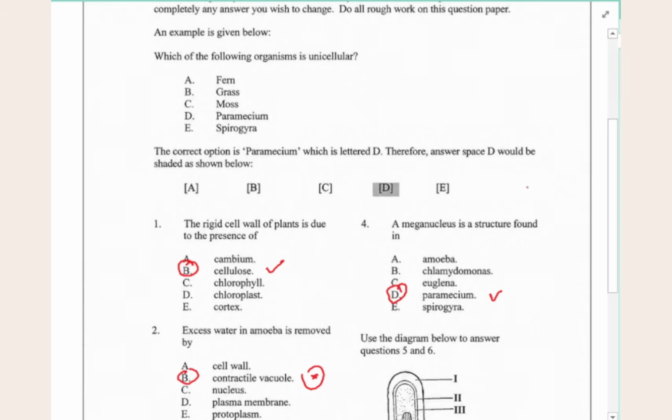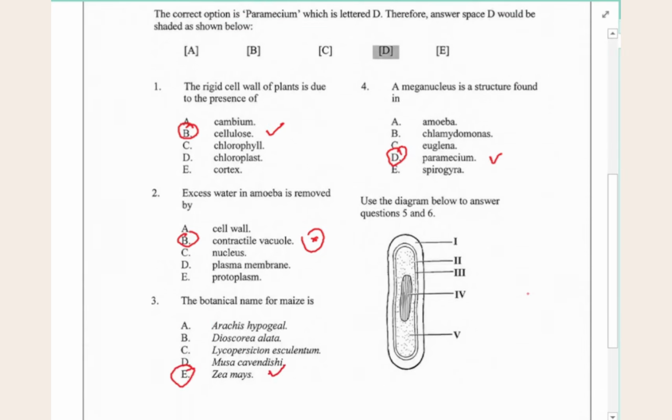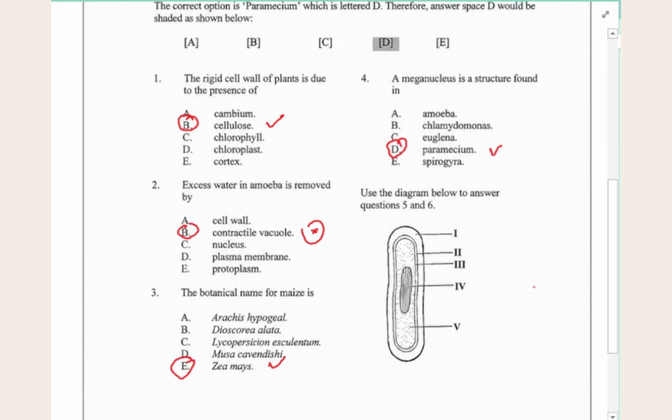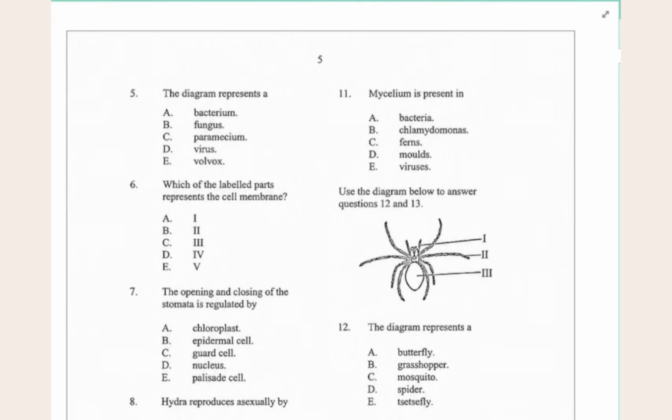Question number 5, they said use the diagram to answer question number 5 and 6. So that is the diagram of a simple bacterium cell. Let's see the questions as we move on. Question number 5 says the diagram represents a, so we've talked about that already. The answer is a bacterium. So A is the correct answer.